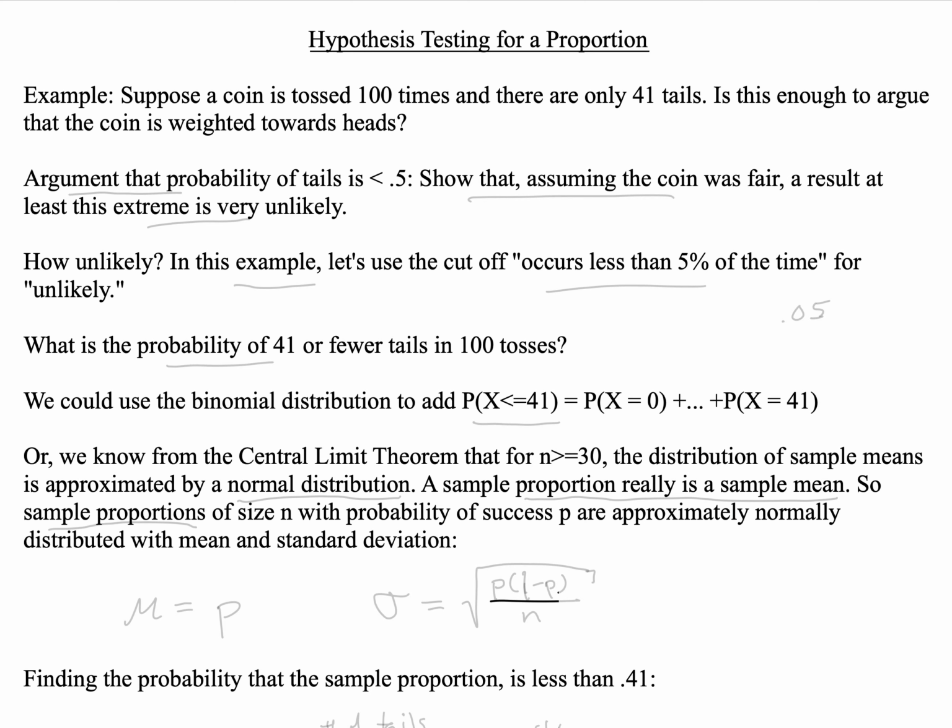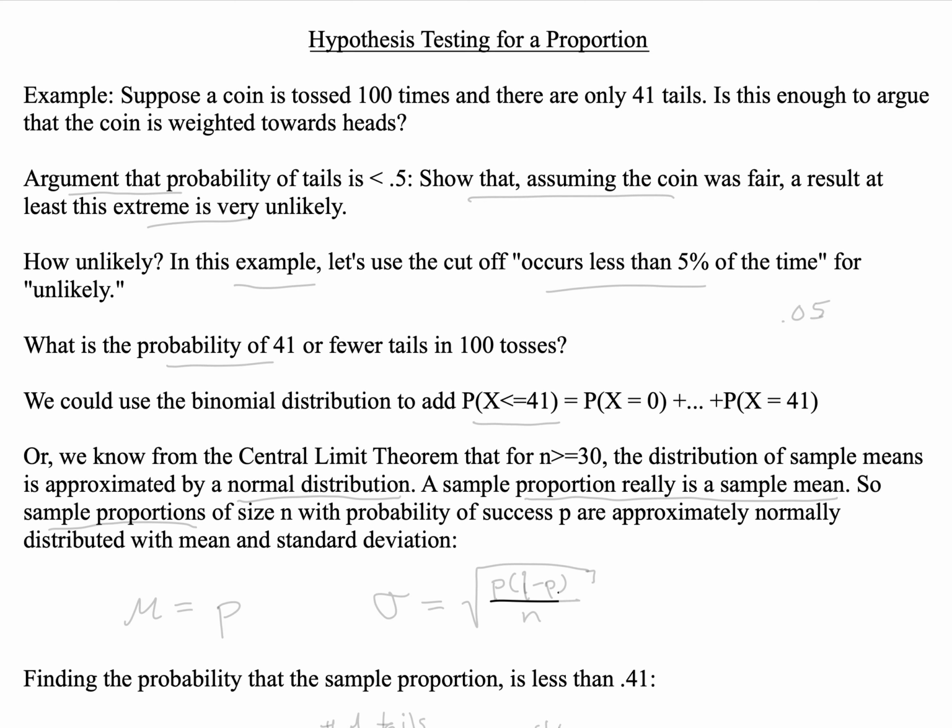In this video, we're going to talk about hypothesis testing for a proportion. Let's start with an example. Suppose a coin is tossed 100 times and there are only 41 tails. Is this enough to argue that the coin is weighted towards heads? So how would we argue this?